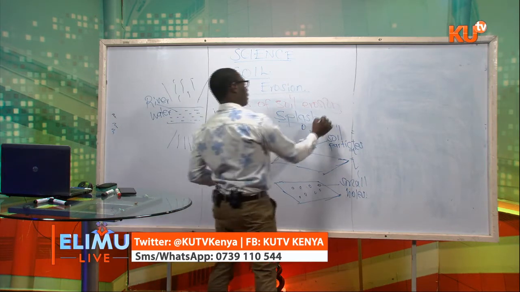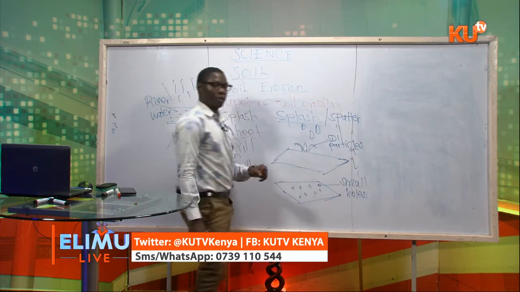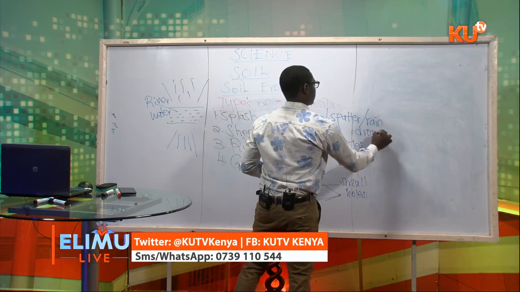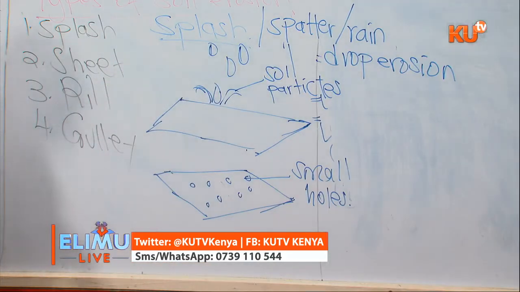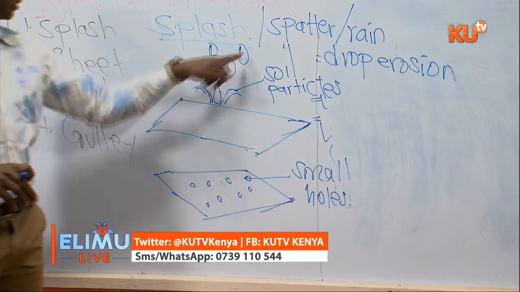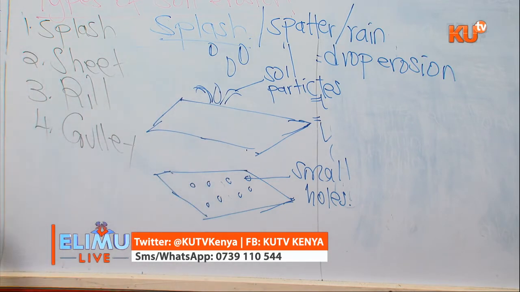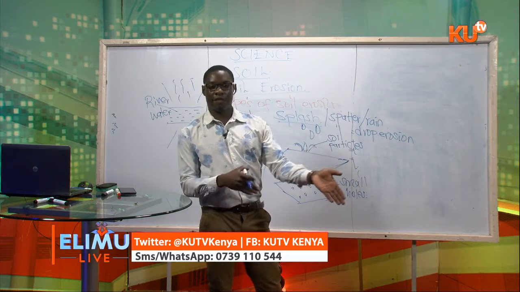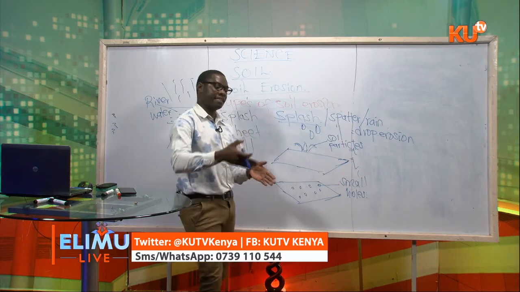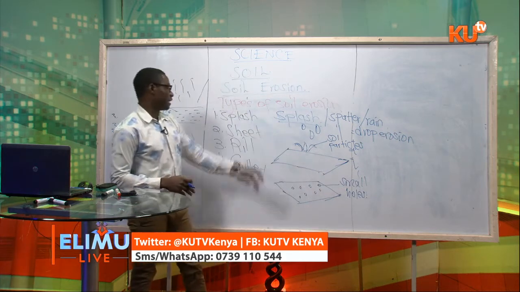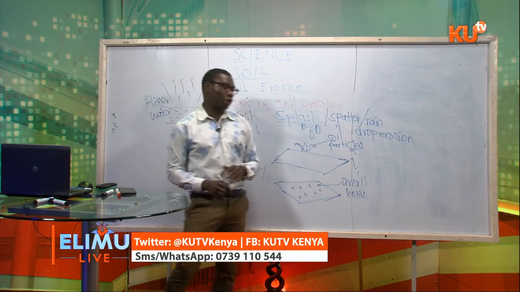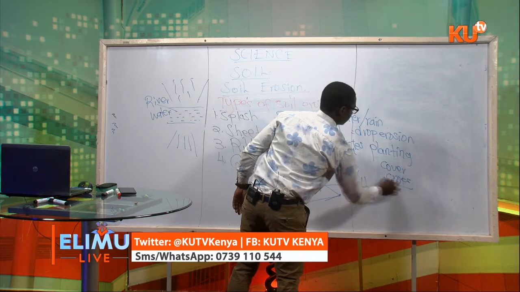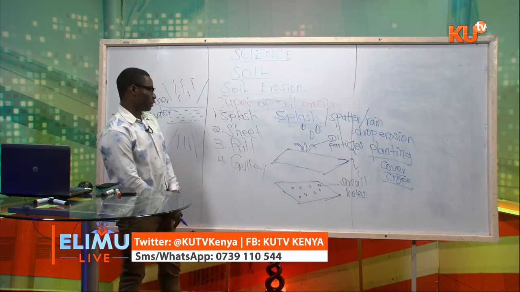Splash erosion is also called spatter erosion. Some books will call it spatter erosion, splash erosion, or raindrop erosion. It occurs due to raindrops falling and displacing the soil particles. It is mostly found below the rooftops of buildings. Where the water drops down from the roofs, if you go outside your house, if it's not a storey building, you will realize that around your house we have such holes. That is what we refer to as splash erosion. It can be easily controlled by planting cover crops. That's all about splash erosion.